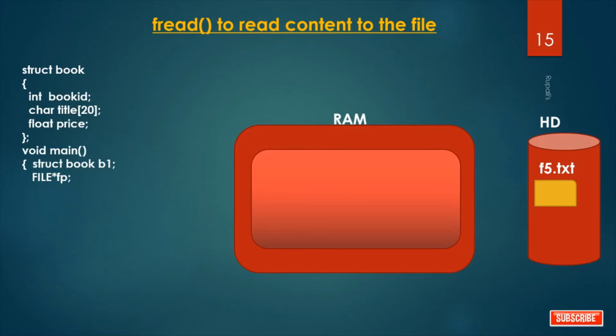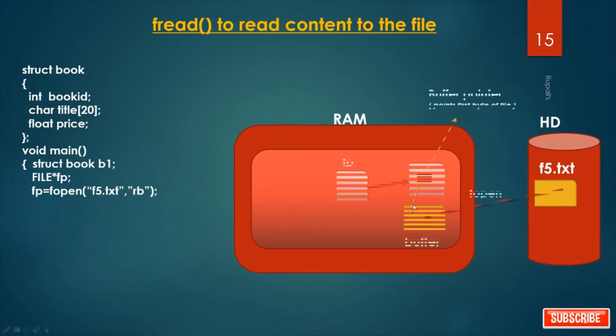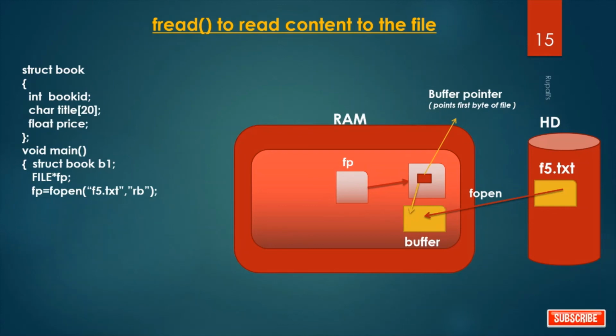So the file is saved in the hard disk, f5.txt. It is a text file. Now when I use the function fopen on f5.txt using rb mode, f5.txt is loaded into RAM, into this buffer, and there is one buffer pointer which points to the first byte of this file, and there is one file pointer which points to the address of the file structure. We open it in rb mode for reading purpose, and it is in binary format.